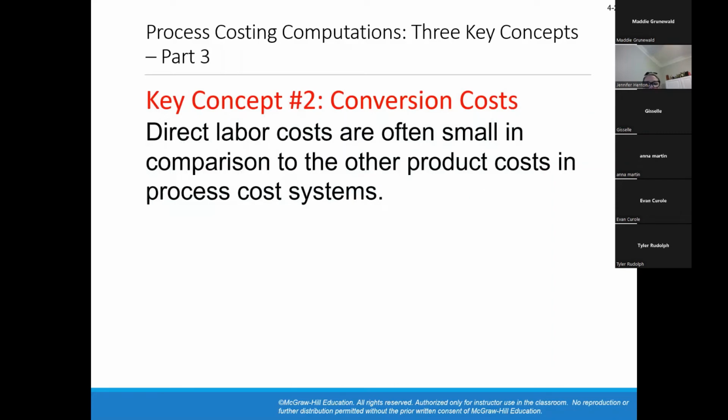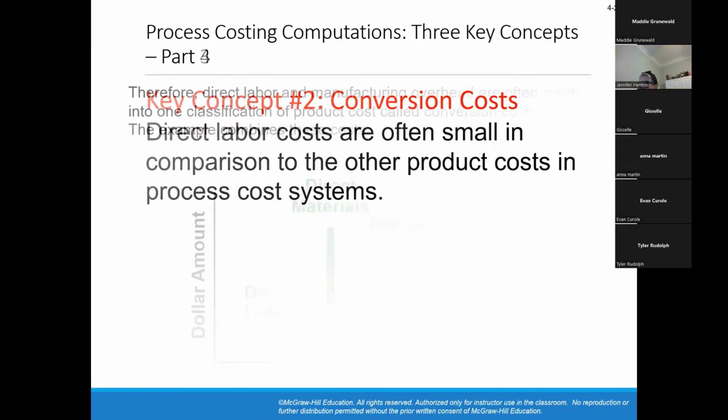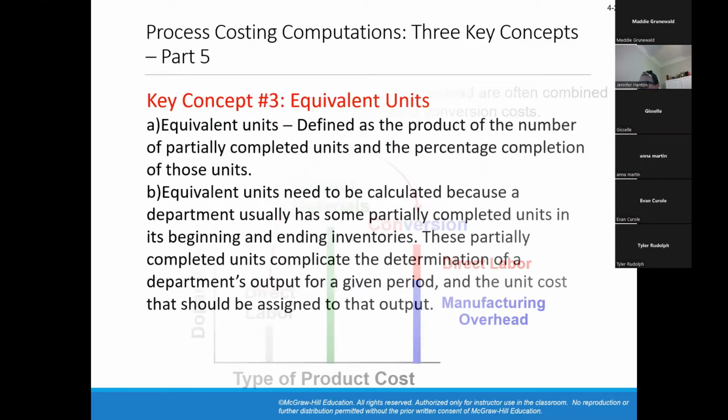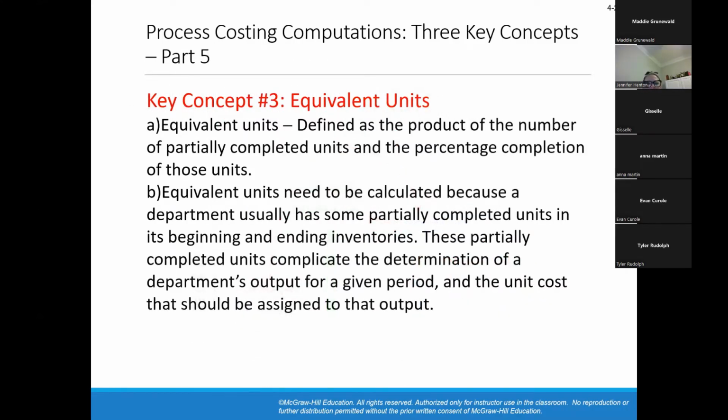So we have those conversion costs, direct labor. They're often small in comparison to other product costs in process cost systems, but we have a conversion cost, and this is what the conversion cost looks like. The conversion cost is a combination of that direct labor and manufacturing overhead. So we have that direct material, and then we have direct labor and manufacturing overhead that makes up the conversion costs. Okay, so you want to remember what is making up that conversion cost there.